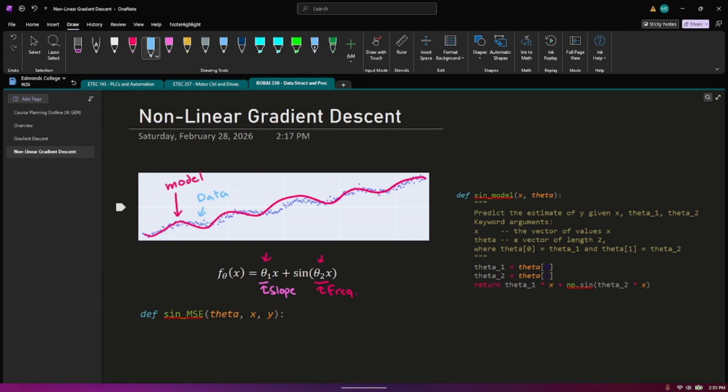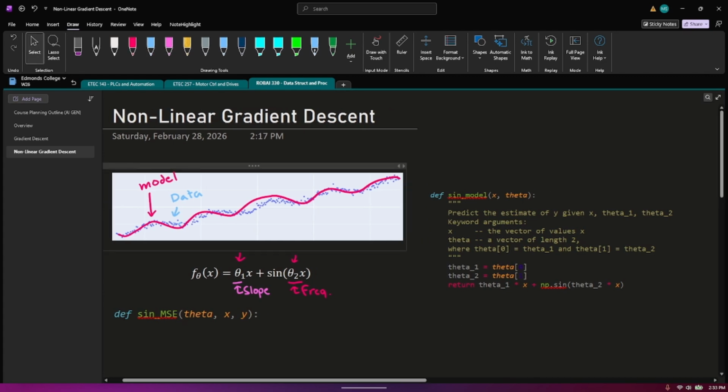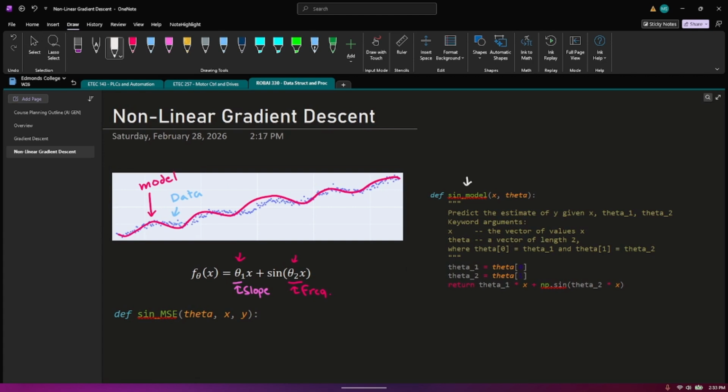So just to get started, we first create a function to represent our model, our sine model. We have an input argument of x, which is our attribute here. Could be heights, could be weights, whatever it is, that's our attribute we're looking at. And we have our thetas, again our slope and frequency, which our function expects to be an array of theta 1 and theta 2. And down here, we simply return our model's function.